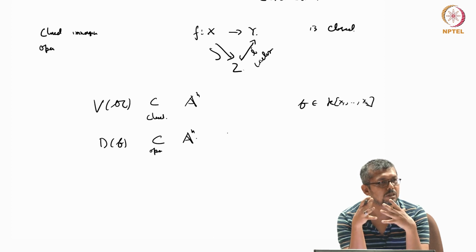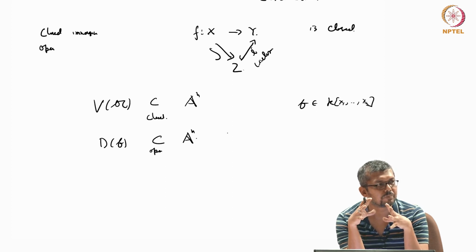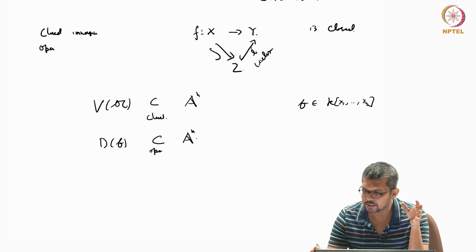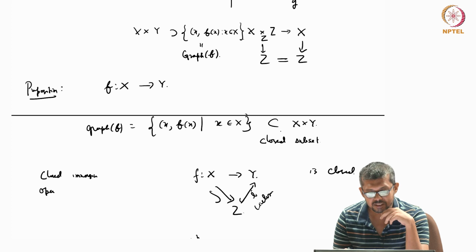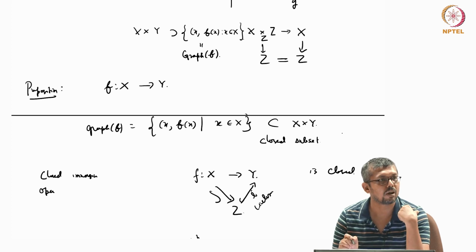Is every map a closed immersion or open immersion, right? It is possible. So these are some special maps. This is some class of morphism. So now the point is that this fiber product, this graph, is a closed immersion in X cross Y, the product.